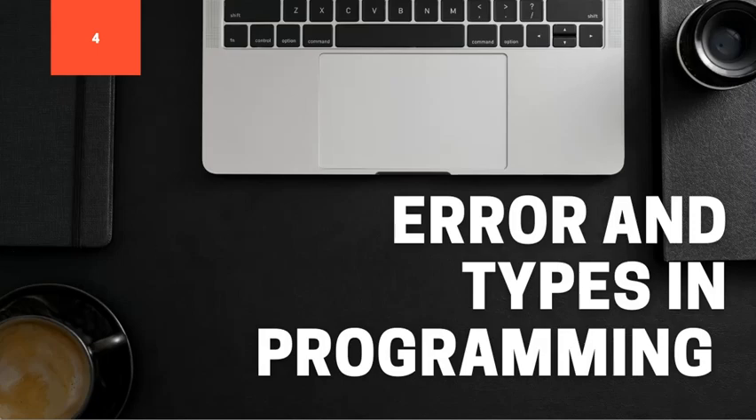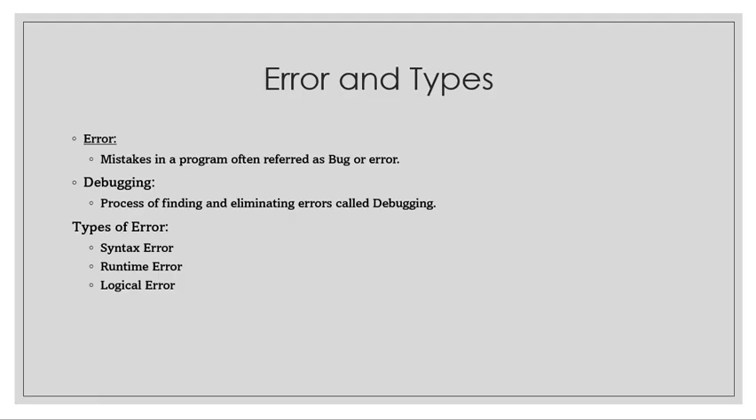So first, what is an error? An error is nothing but a mistake in a program, often referred to as a bug. This kind of error is always the fault of the programmer. So how do we fix this error? For that we need to use a debugging process. The process of finding and eliminating errors we call debugging.